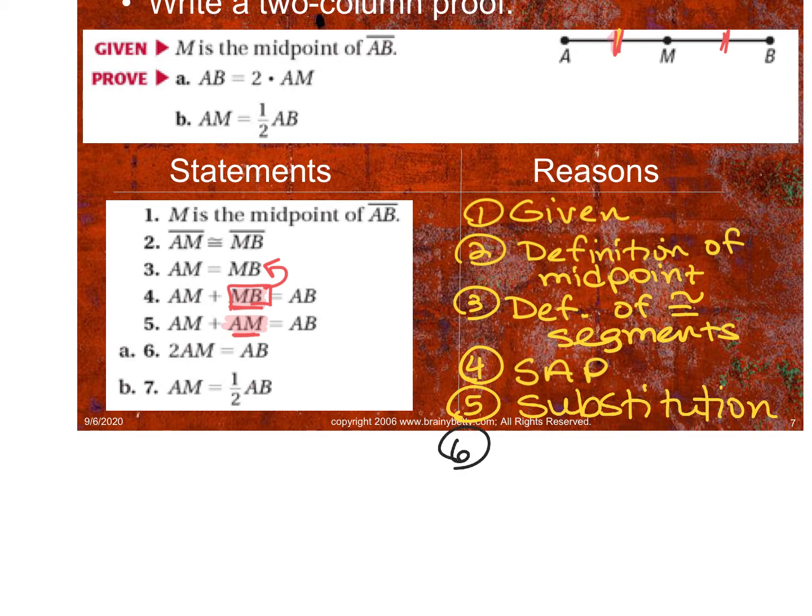And now from step 5 to step 6, all they did was add like terms. They added this 1 AM plus 1 AM, and that's how they got the 2 AM. So this is not addition, because remember, the addition property is when you add something to both sides. Here, all they did was simplify. So they combined like terms.